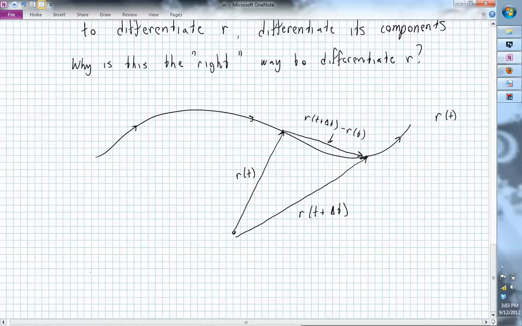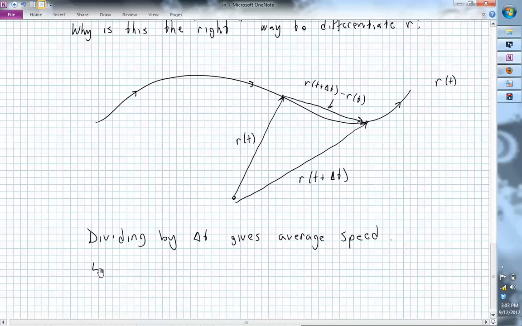So dividing by delta t and then letting delta t go to 0, well, what do you think that does? Gives us the instantaneous speed at t.